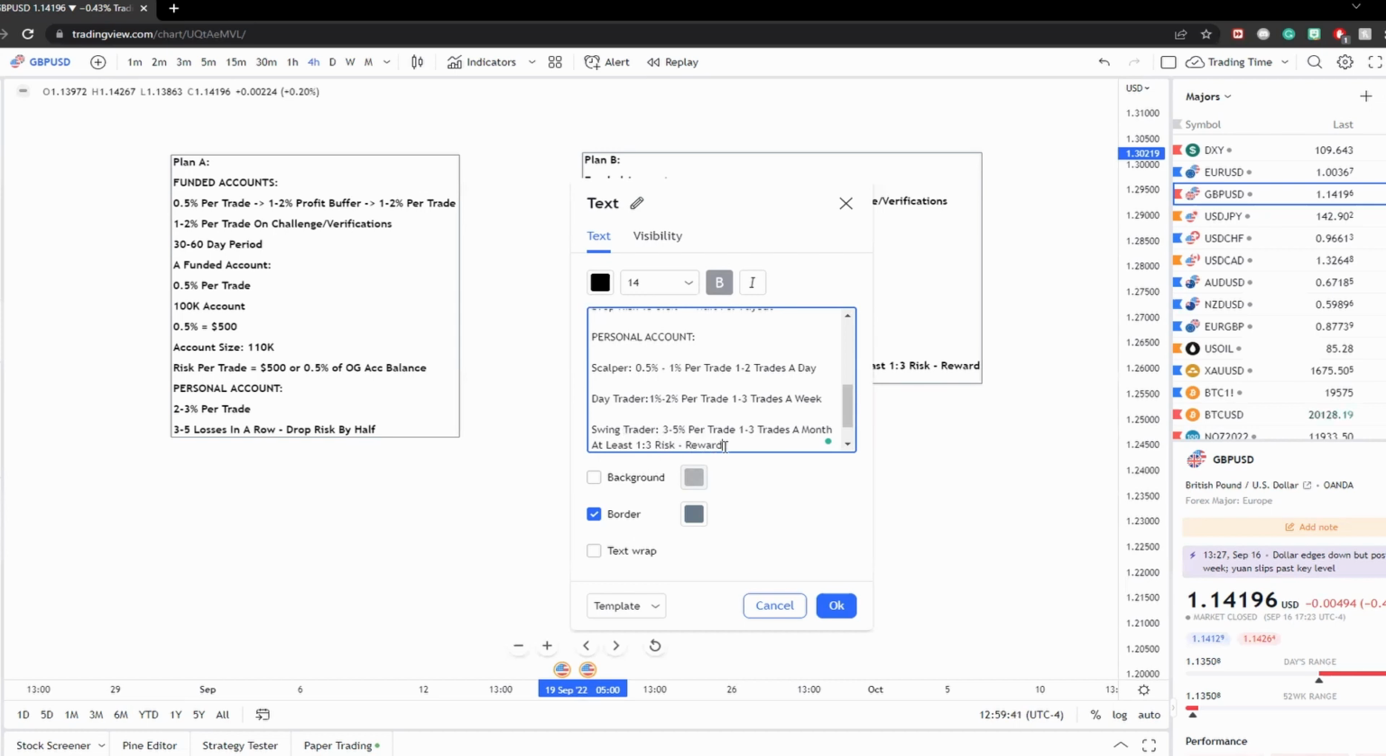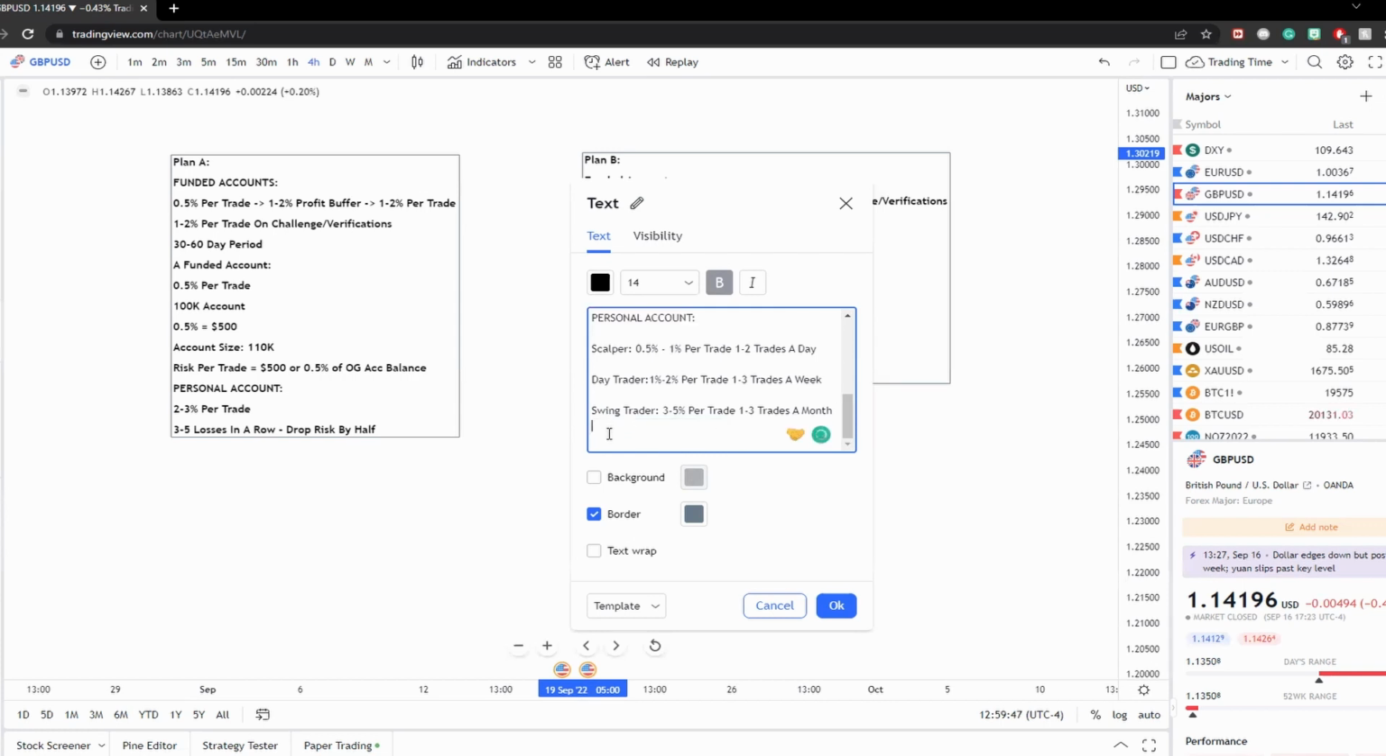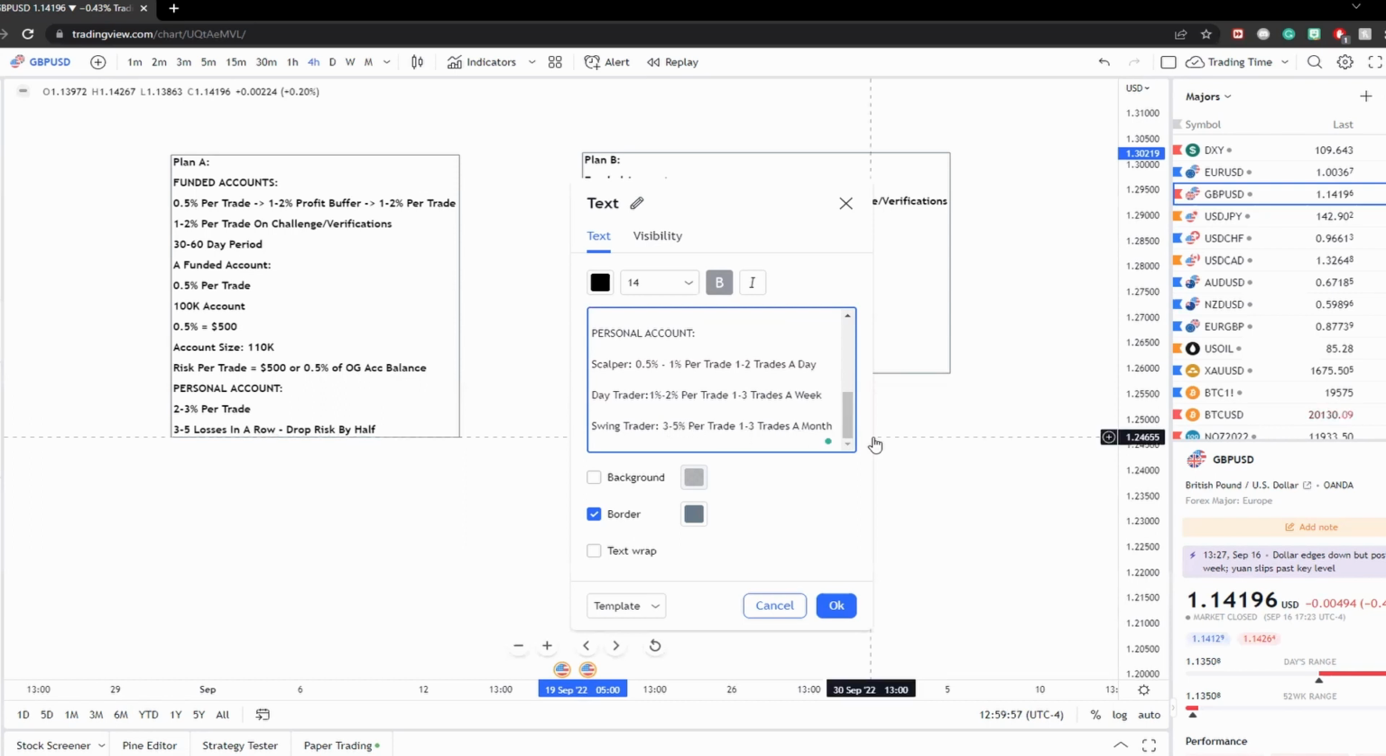You don't have to. Personally, I don't want to enforce that or ingrain that in your heads because I don't think you need that. I think if you do 3 to 5% per trade, 1 to 3 trades a month, and let's say you are just doing 1 to 1, that's 9 to 15% a month, which is crazy. Let's just say you win all 3. And day trader, obviously, 1 to 2% per trade, 1 to 3 trades a week. Basically the same thing. But let's say 2% a week, so 8%.